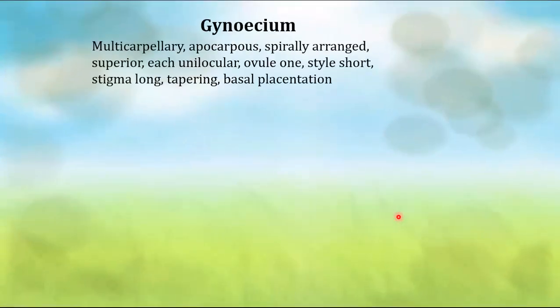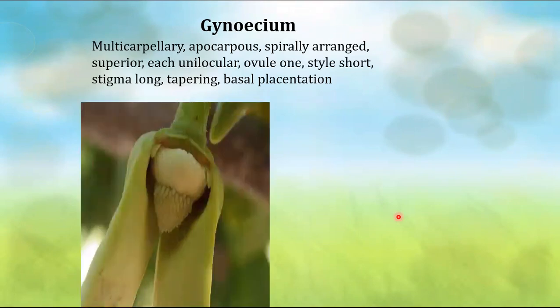Gynoecium is the female reproductive part, okay. It is multicarpellary, many carpels are present, okay. These carpels are not united, they are apocarpous, means they are free carpels, not fused, okay. These are the free carpels which are spirally arranged and form a superior ovary, okay, hypogynous type of flower.